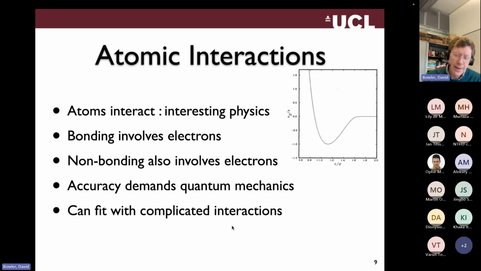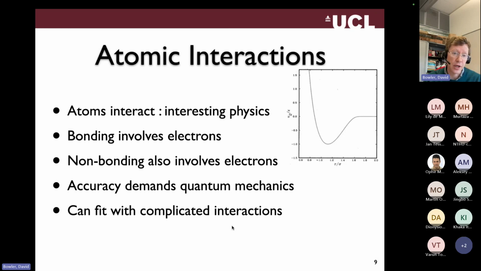Now, chemically, physically, atoms bond together, and that involves electrons. We also know that what are called non-bonding interactions involve electrons. That's the kind of thing that you might describe as a van der Waals force or a dispersion force, the kind of thing that holds together layers of graphite. So really, if we're going to be accurate in describing the interactions between atoms, we're going to need to do quantum mechanics.